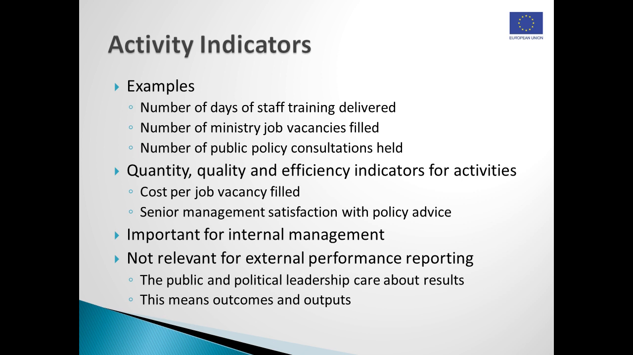Now, these three examples are all indicators of the quantity of activities carried out. Just as with output performance indicators, it's possible also to have quality and efficiency indicators for activities. The cost per job vacancy filled would, for example, be an activity efficiency indicator. Similarly, if you were to systematically survey ministries' senior management to find out how satisfied they are with the policy advice being offered to them by their staff, that would constitute an indicator of activity quality.